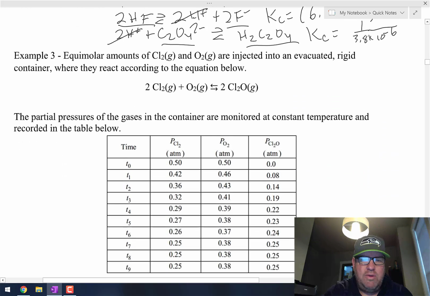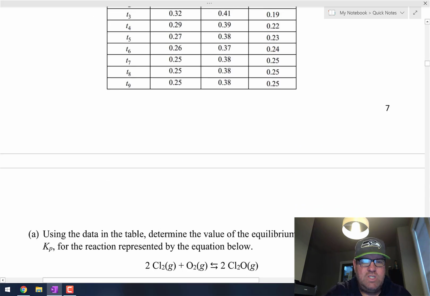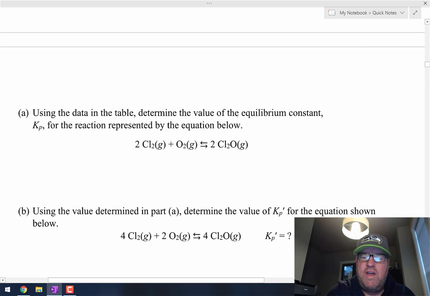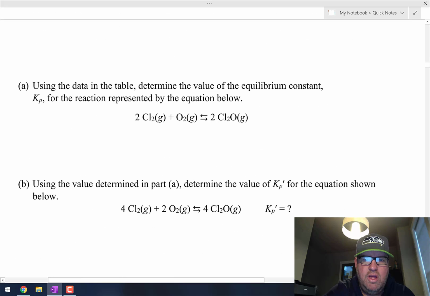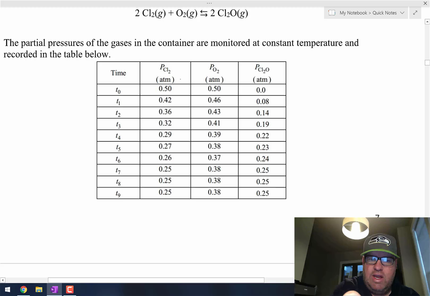Okay, example number 3. We've seen this table a few times, so let's just skip ahead here. Using the data table, determine the value of the equilibrium constant for the reaction represented by the equation below. So first of all, they give us lots of information. We have to use the equilibrium values. Initially, remember, we had some reactants but no product, and not until we got to time 7 did we actually reach equilibrium, where they didn't change anymore.